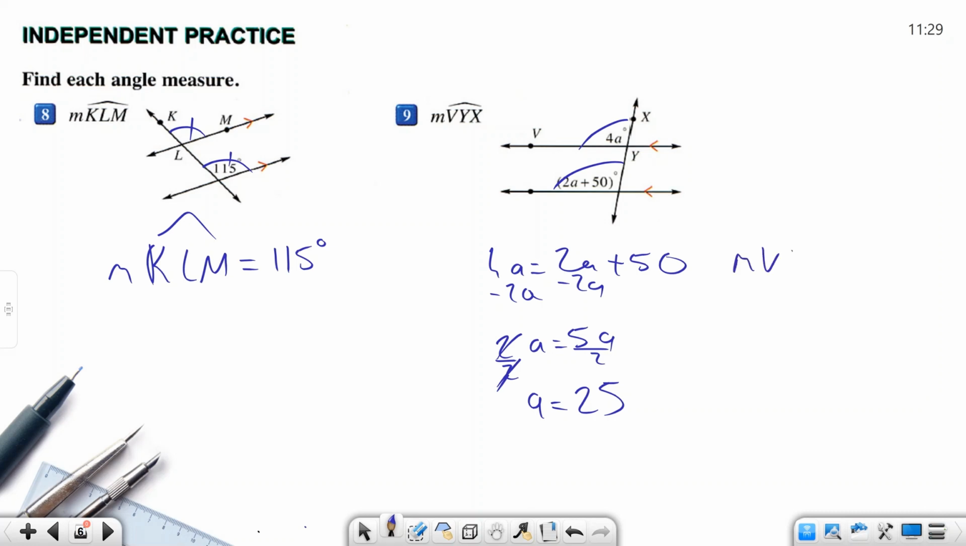MVYX is equal here to 4A. So what is A? A equals 25, we found here A equals 25. So we can say the measure of angle VYX is equal to 100.